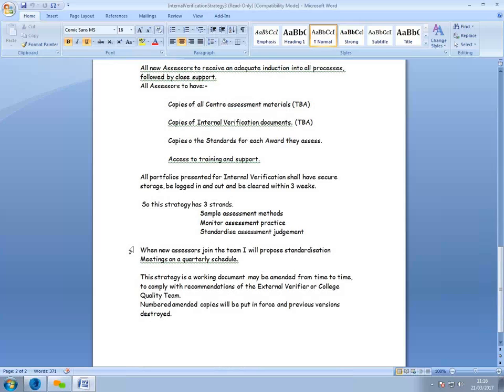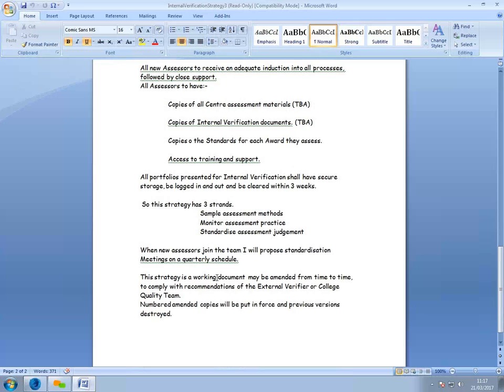On the bottom, when new assessors join the team, I will propose standardisation meetings on a quarterly schedule. This was because, again, at this place, there were going to be a number of new assessors and probably only 2 or 3 with any sort of experience. So those quarterly schedules were adhered to. In your IQA plan, which this is, strategy, you can put that in. You don't necessarily have to keep to that, provided you record why you haven't. That's it.